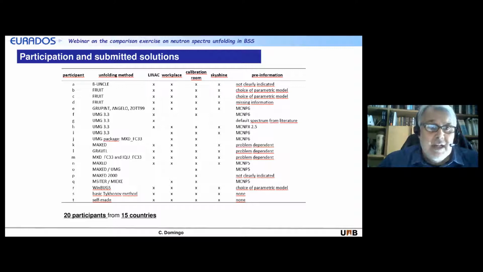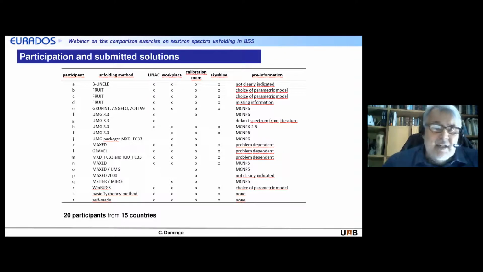I am just going to say that we have grouped the results as a function of the different unfolding codes that have been used. There are mainly two groups of unfolding programs used in the exercise. One of them is the well-known MAXED and GRAVEL unfolding codes packed together in the UMG package, which is all this group here. And there is also a smaller group using the FRUIT unfolding code, in addition to some participants who have used self-developed or specifically made unfolding codes for the exercise.